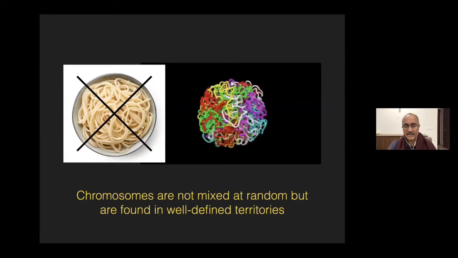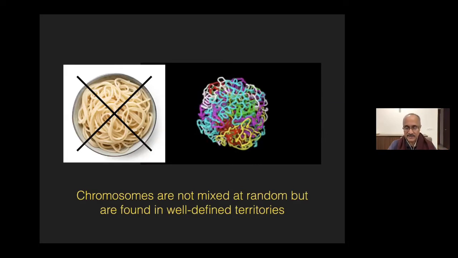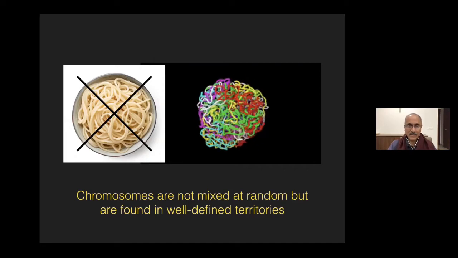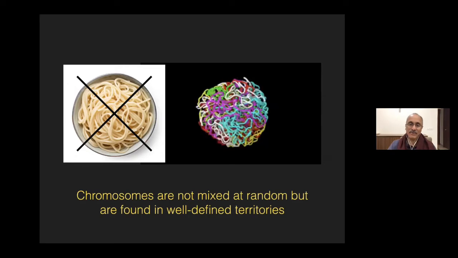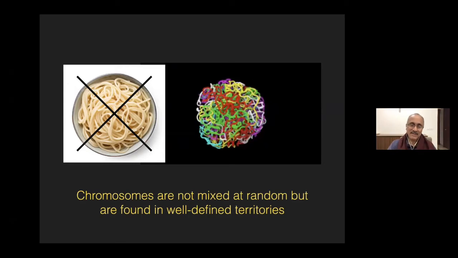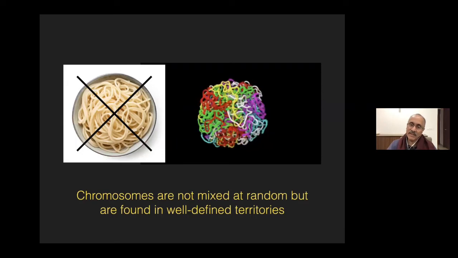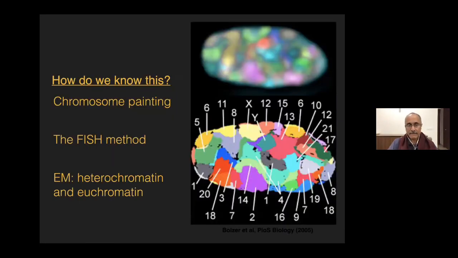So not mixed at random, but found in well-defined territories. And that's going to be one point at which we'll have to understand why this is so. If I took an ordinary polymer and shook 23 pairs of polymers about, would they be all mixed up? Would they be unmixed? What determines this? And how do we know what we know in this particular case?